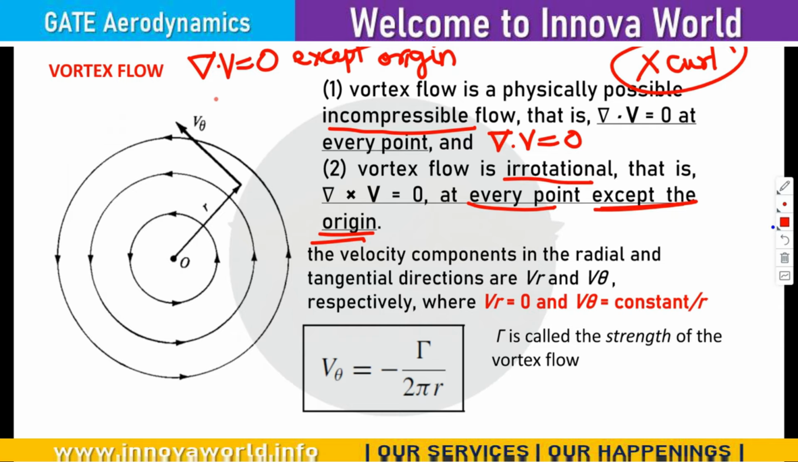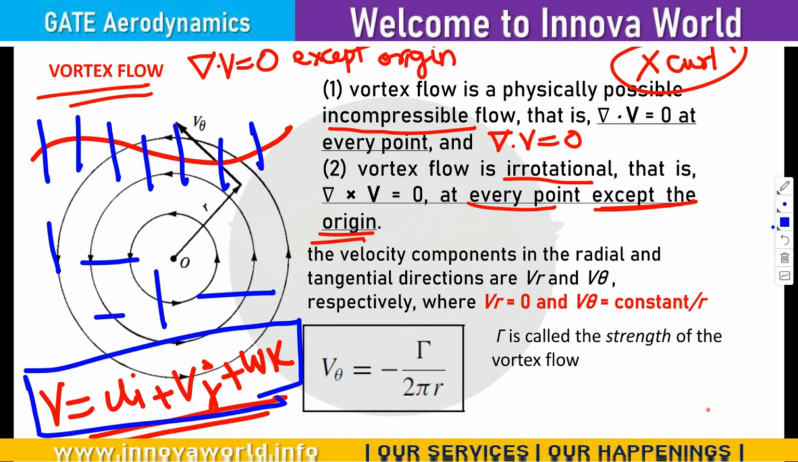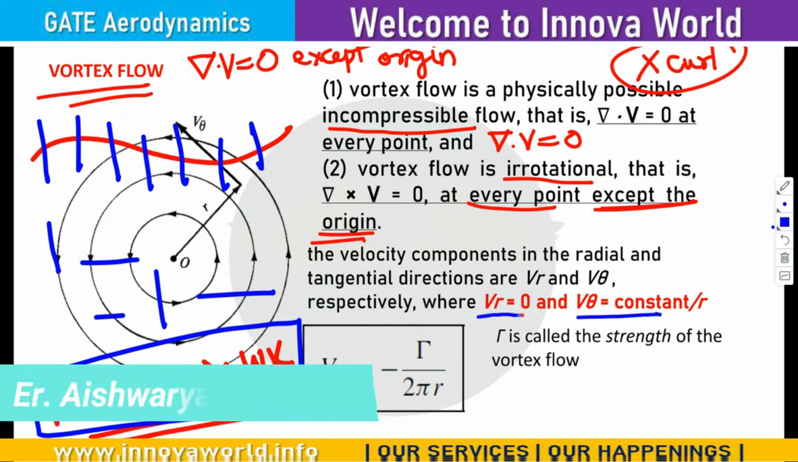In the source flow, the flow is irrotational at every point. But here in the vortex condition, it is just the reverse. Here the flow is incompressible at every point, but the flow is rotational at every point except at the origin. Now, as I've said, here there will be existence of the tangential flow, and the radial flow will be 0. It is just again the reverse effect of the source flow.